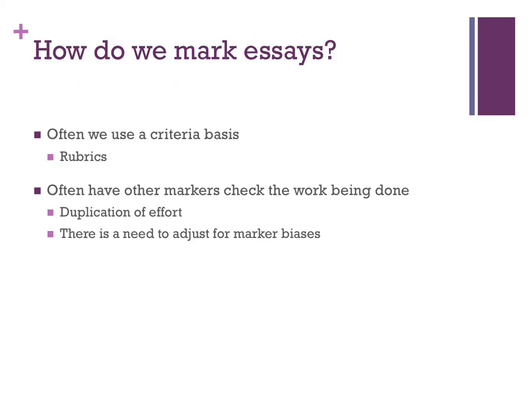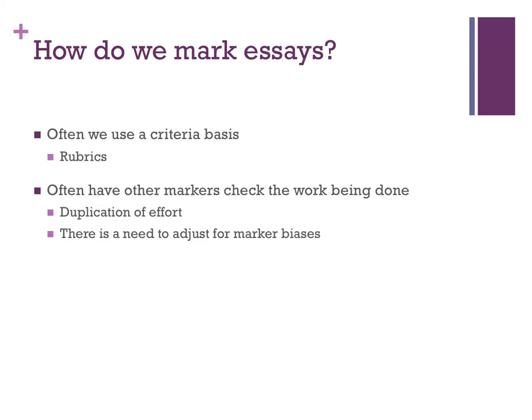How do we mark essays? Typically we use a form of criteria basis. Rubrics help guide the markers in the way that they allocate marks, and therefore it's really important that you have a rubric that can help with that level of consistency. It will improve the intermarker reliability, and that means that there is greater reliability of the essay or the short answer question, particularly essays. So you often need to have other markers check the work, so there's a duplication of effort there, but we need that to moderate the marks that someone gives in terms of an essay.